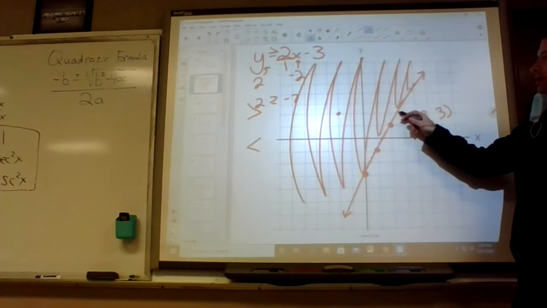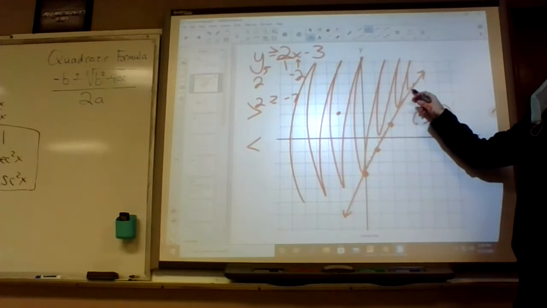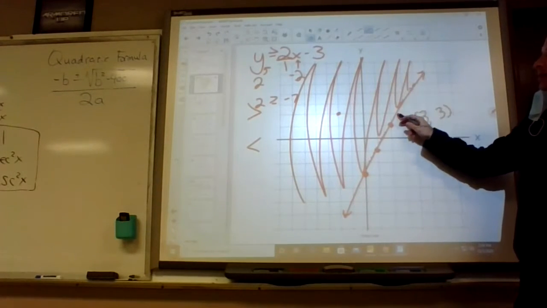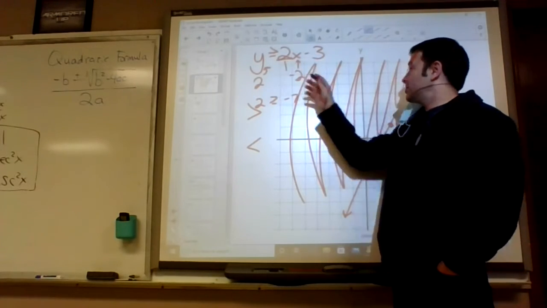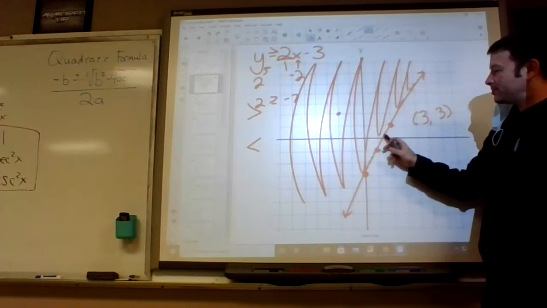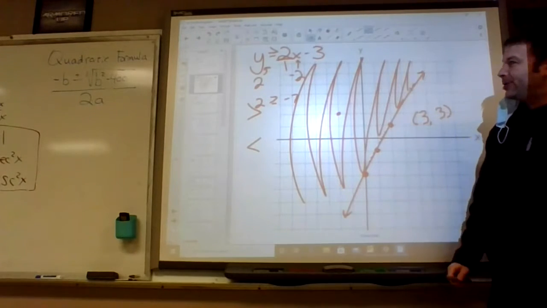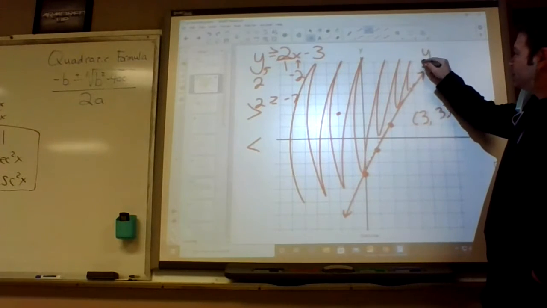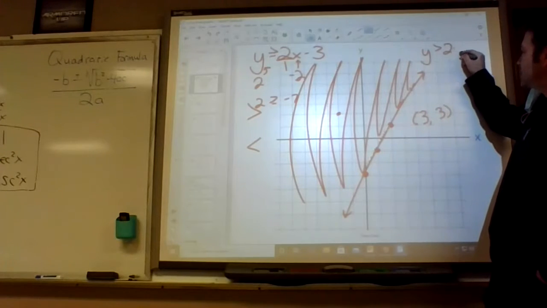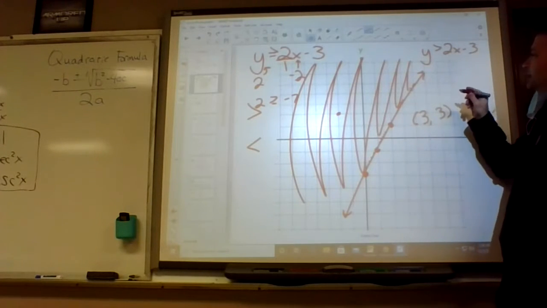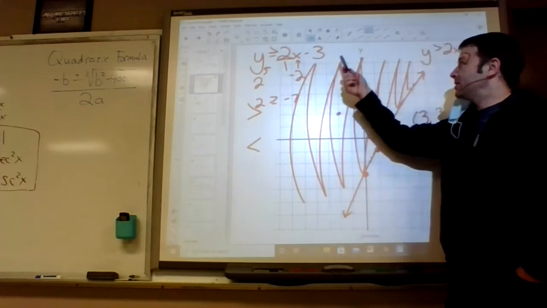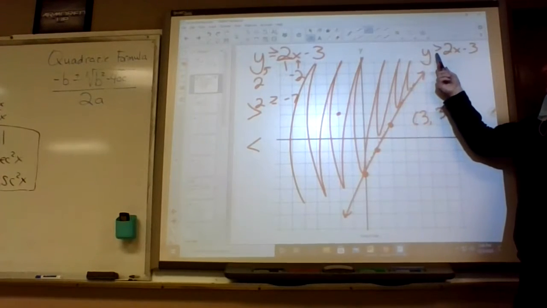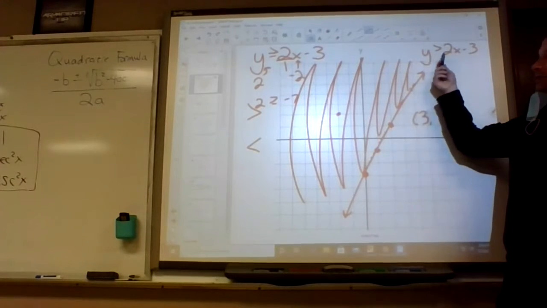So the points on the line are still part of my answer, by the way, because the line is basically y equals 2x minus 3. However, if I change my inequality to this, what did I change? Not quite. I got rid of the "or equals to." In this case, the line would not be part of the answer.